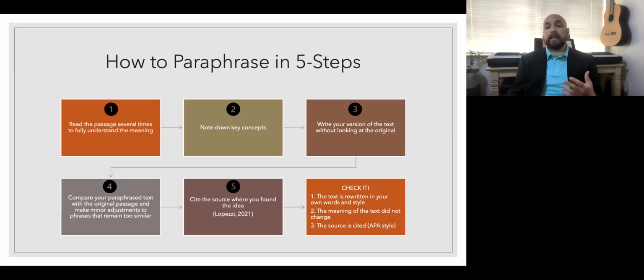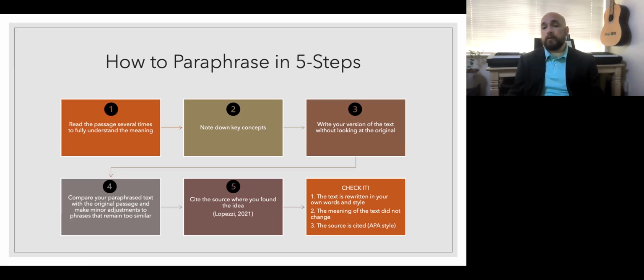Step 5, immediately cite the source. So this is a very important step in order to avoid plagiarism. You immediately cite the source using the APA formatting and using the appropriate style, parenthetical or narrative in-text citations. So I'll go over an example on the next slide.